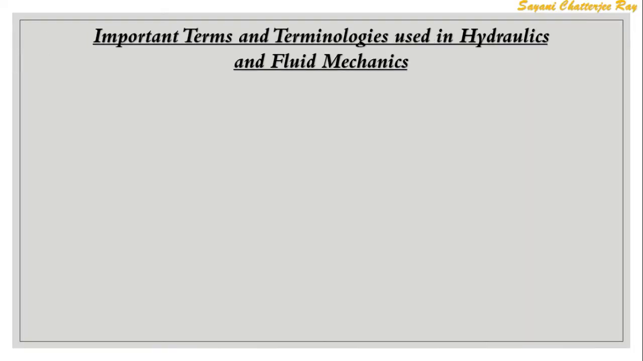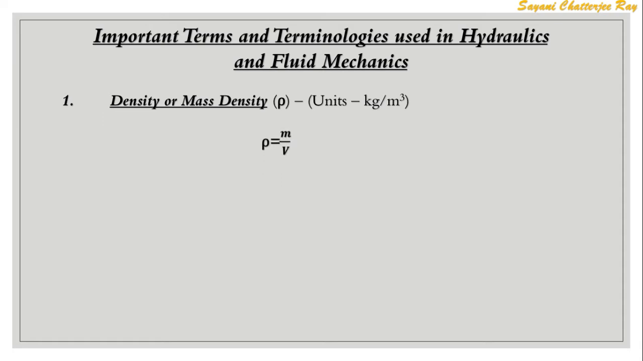Now, let's learn some important terminologies which are used in hydraulics and fluid mechanics. Our first terminology is density or mass density. It is defined as the mass per unit volume of a liquid at standard temperature and pressure and is denoted by the Greek alphabet rho, and its units are kg per meter cube. Mathematically, rho equals m by v, where m is the mass of the liquid and v is the volume of the liquid.